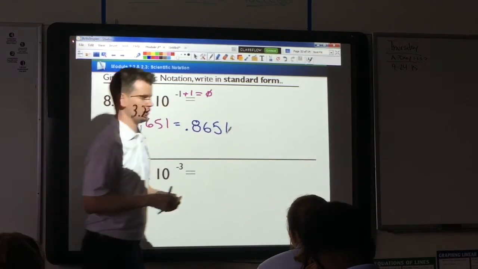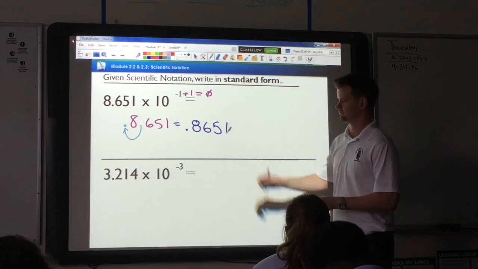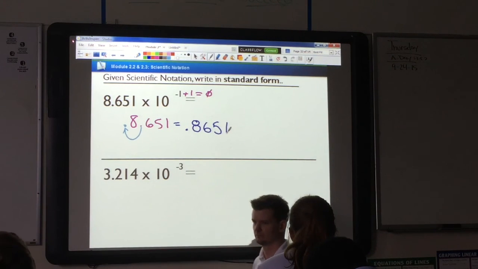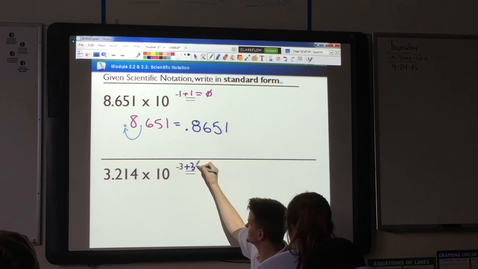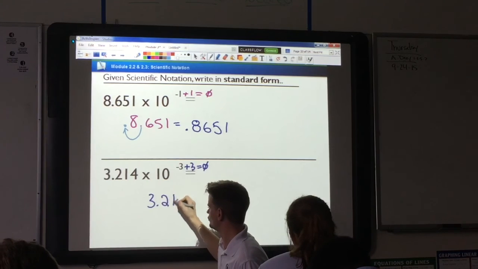The next card belongs to Miss Del Vecchio. What am I doing? For the exponent, you have to add 3. Okay, so we have to add 3. That's going to give me 0. Perfect. That's what I'm looking for. Write out your coefficient, 3.214.